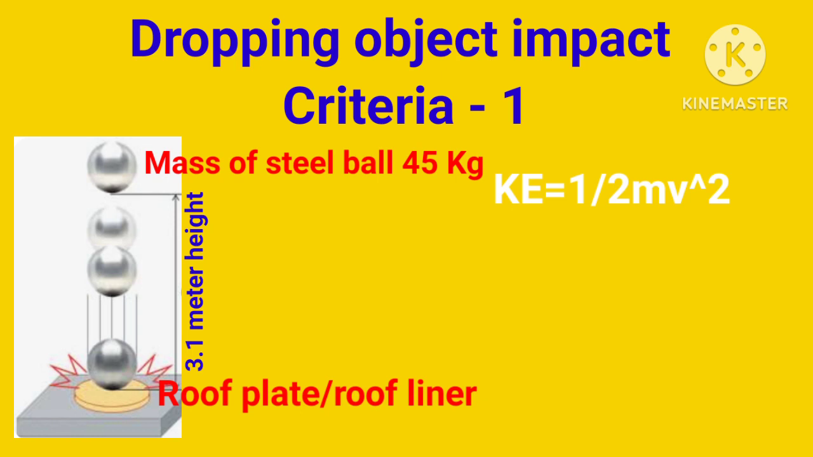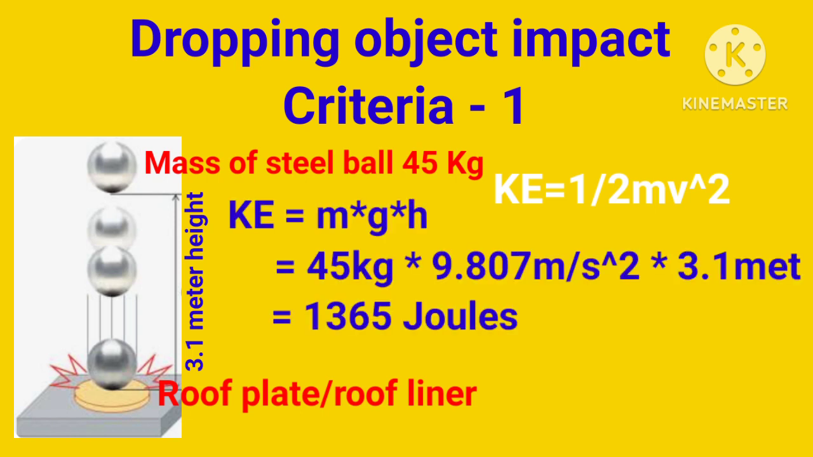But in our case, the FOPS test, considering velocity is 0, so it becomes potential energy. So the formula becomes mgh, that means mass of the object, then gravitational acceleration, which is a constant value of 9.81 meters per second squared, and h is the height from the release point to the point of contact.